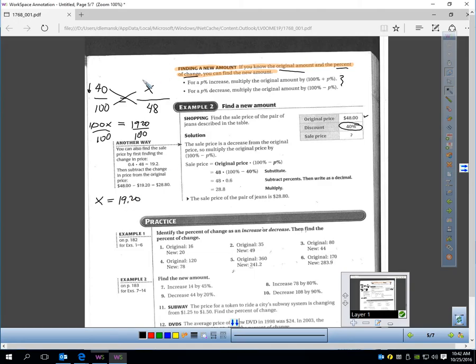Now, we've got to be real careful on this problem. How many times have I told you in class, I would get x and be like, oh, exhale, I got the answer, great. This is not the answer to the problem. Here's what I just found out. The price of the jeans dropped $19.20. Is that what they're asking? Did they ask me how much did the price drop? That's not what they asked me. They wanted to know the new sale price. Let's take 48 and subtract the 19.20. If I do that, I'm getting $28.80.